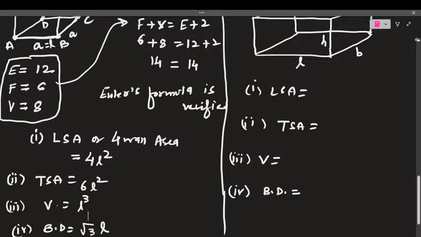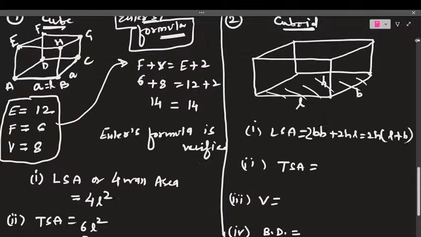And LSA is lateral surface area for this figure, for which you will exclude your bottom area. That means LB you will exclude and upper LB you will exclude. That means you will include BH 2 times, you will include HL 2 times, you can take 2H common, L plus B, this is your LSA. In TSA you will also include 2 LB, that's why you can take only 2 common, and you will be left with 2 (LB plus BH plus HL). In volume you will take the lower area LB and multiply by height. In body diagonal here it is root of L square plus B square plus H square.